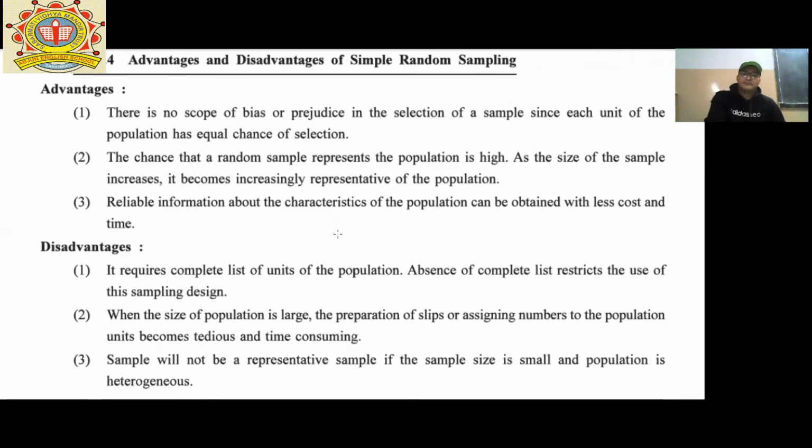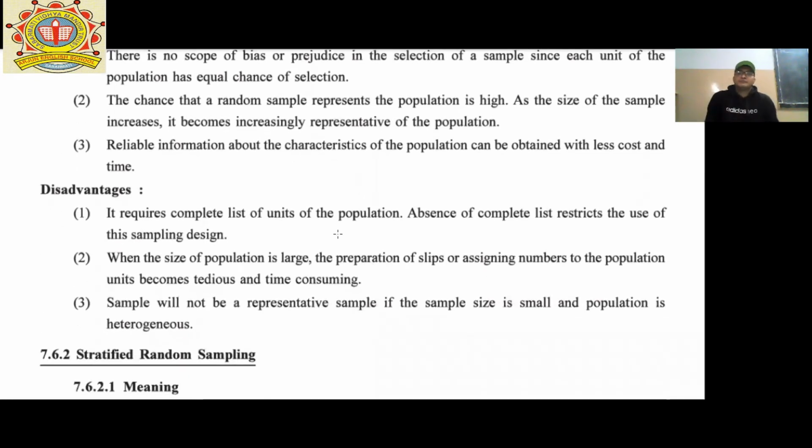Disadvantages. So what are the disadvantages? Number one, it requires a complete list of units of the population. Absence of a complete list restricts the use of the sampling design. We require the complete list of the units. It means we cannot say that some units are not available here and you have to randomly select one. Here we can say that it is bias or prejudice. So it is most important that a complete list should be available for the population.